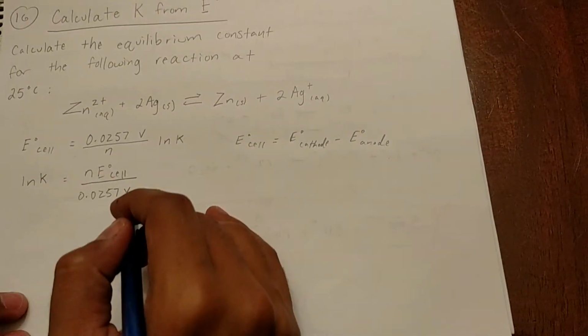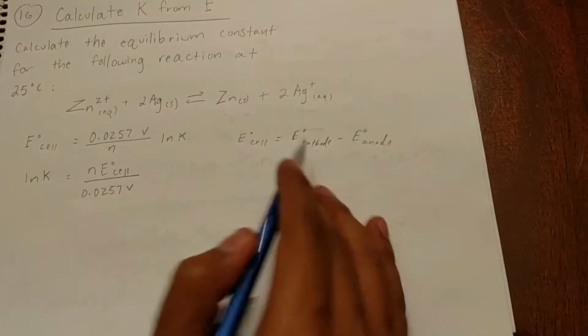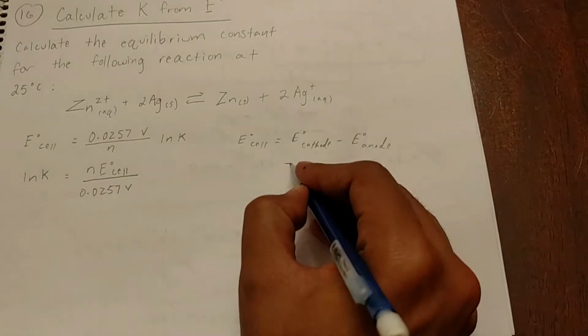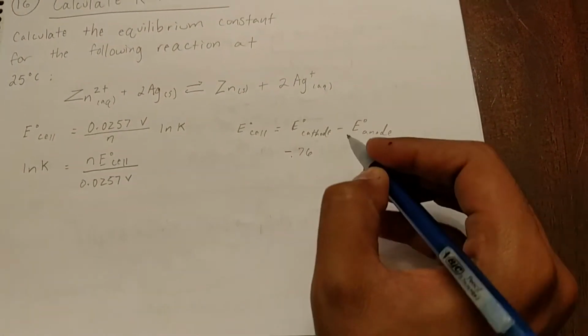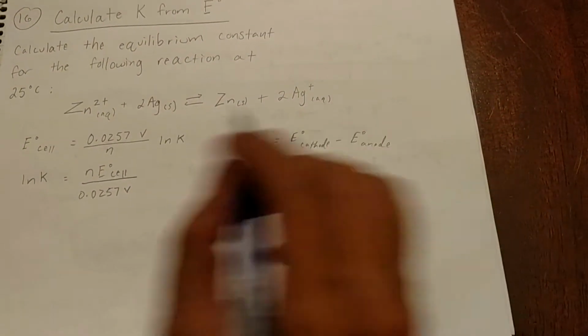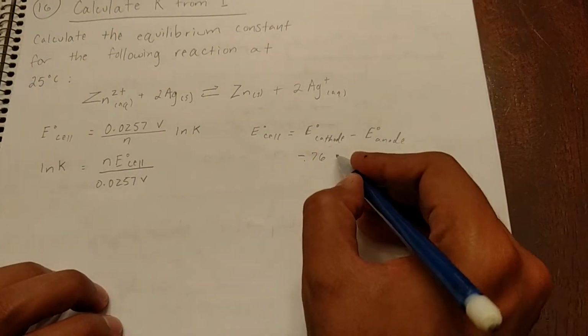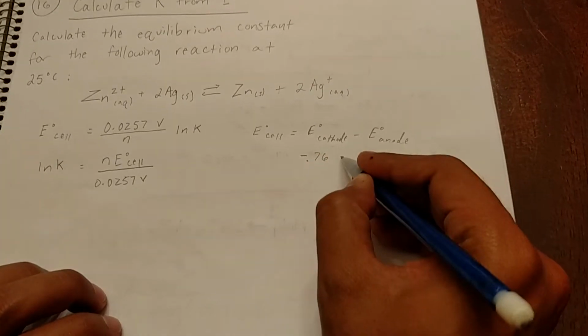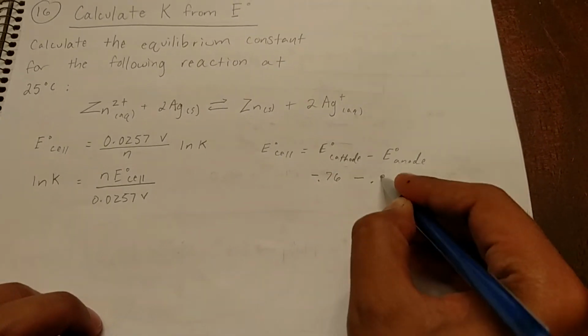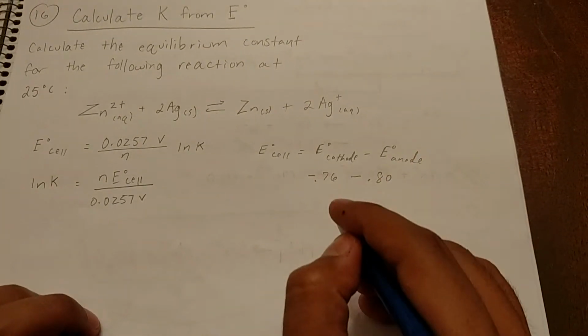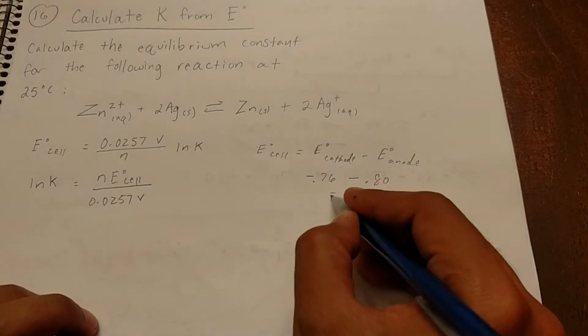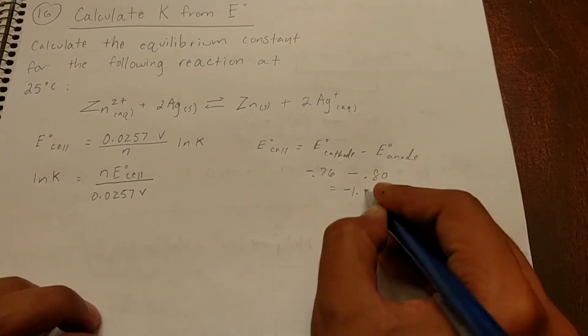for each reactant. The E° for zinc in this case is negative 0.76, and the E° for the silver is 0.8. So you do negative 0.76 minus 0.8, and you get negative 1.56.